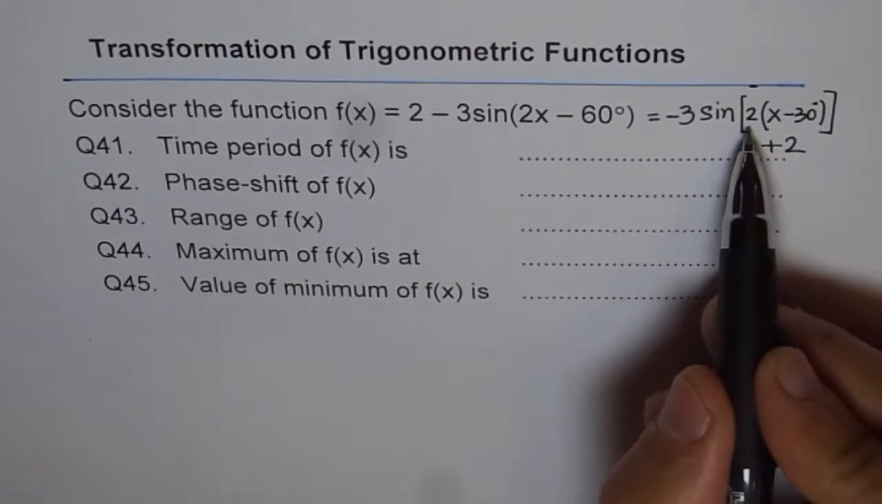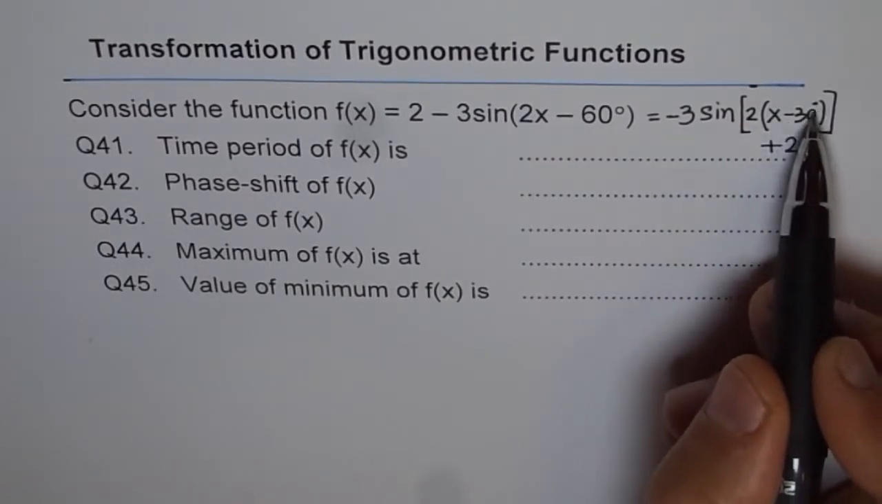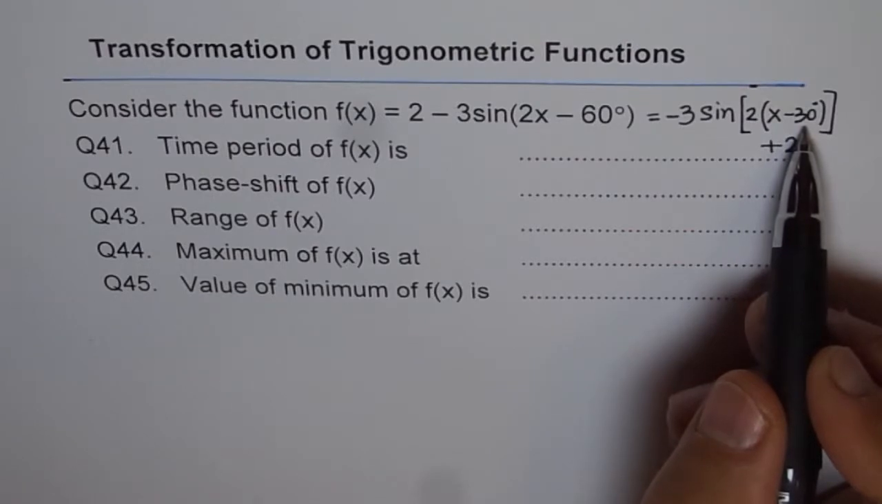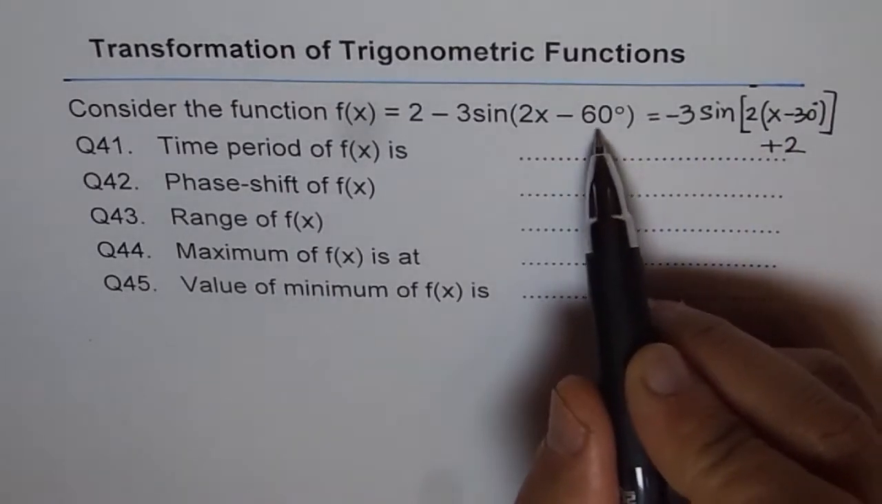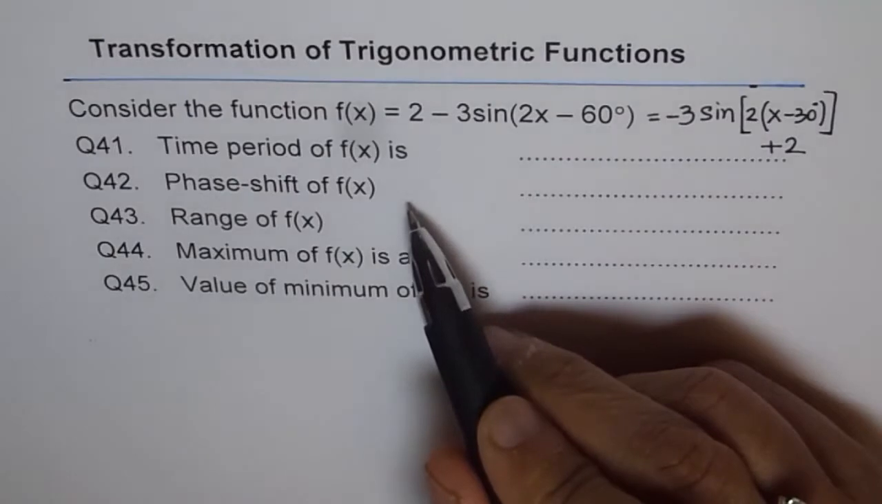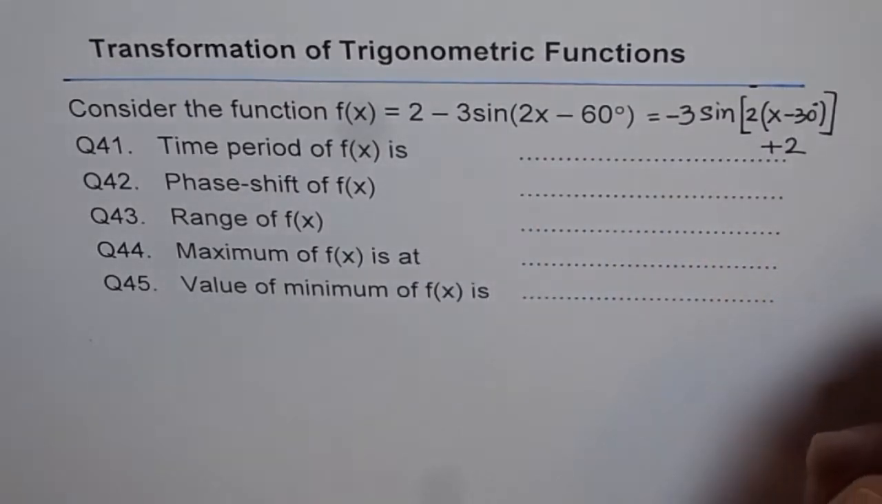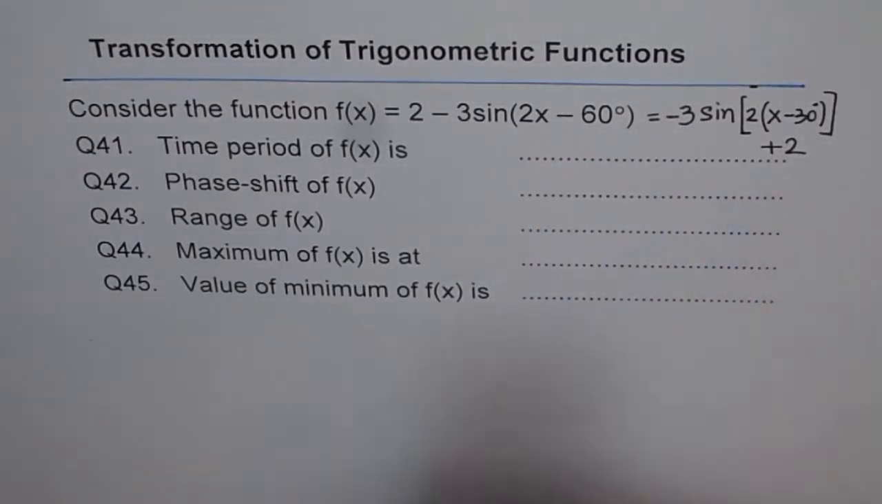Now do you see the change? When you factor out 2, you get x minus 30 degrees, very clearly indicating the phase shift. Otherwise, I've seen many test papers where I see 60 to the right as the answer for phase shift, and that is a wrong answer, right? Now let's answer the questions.